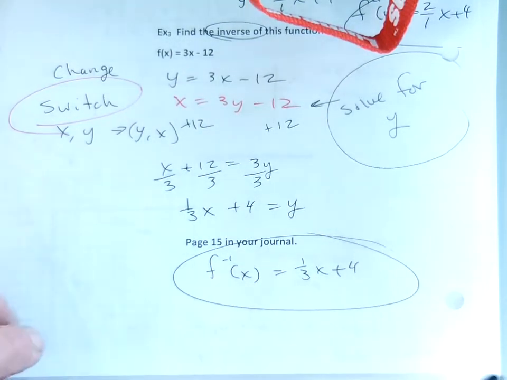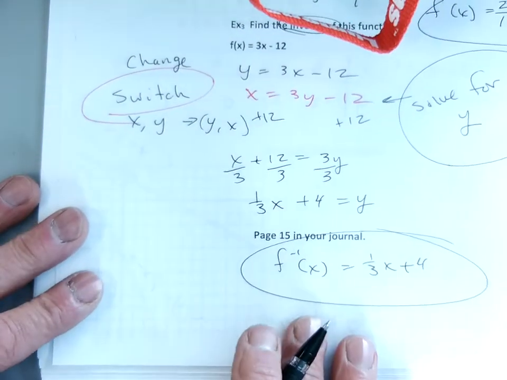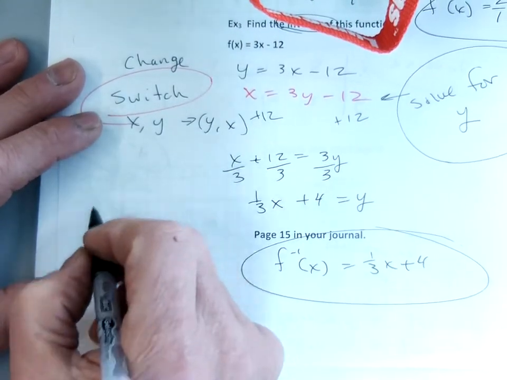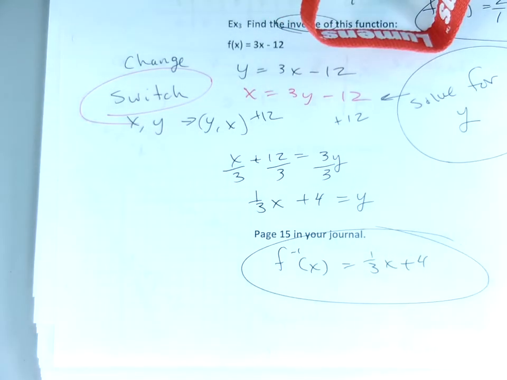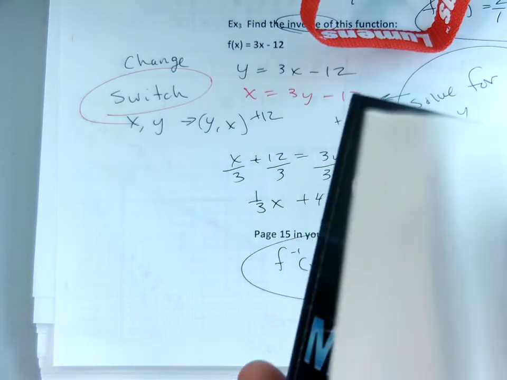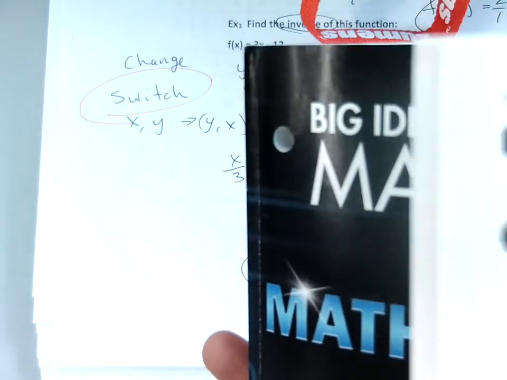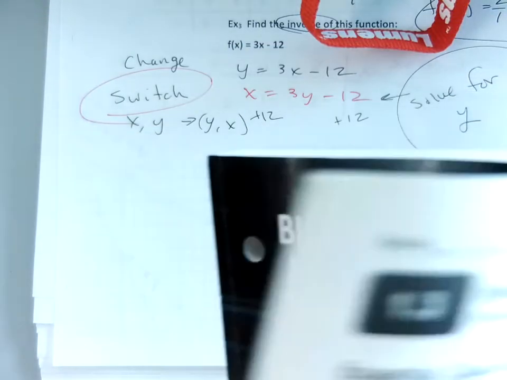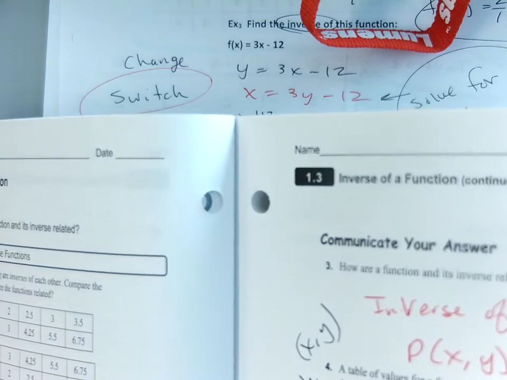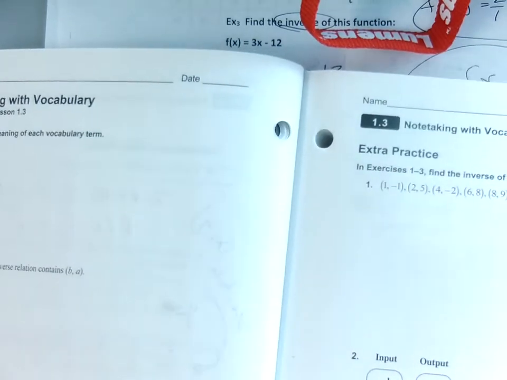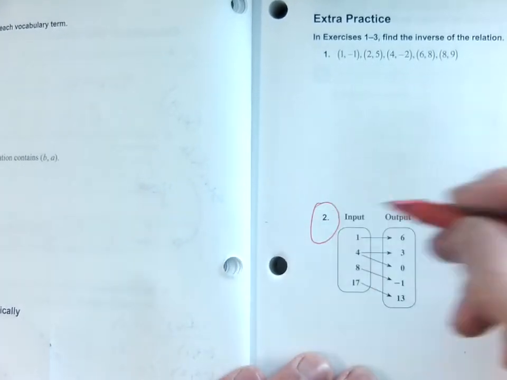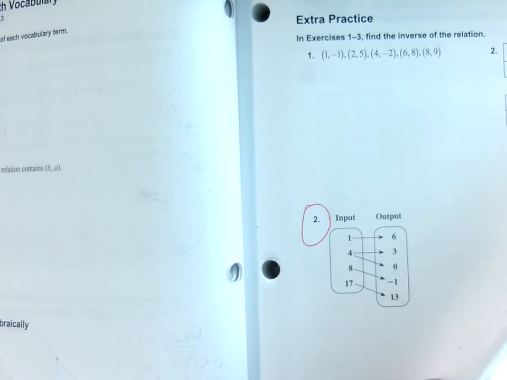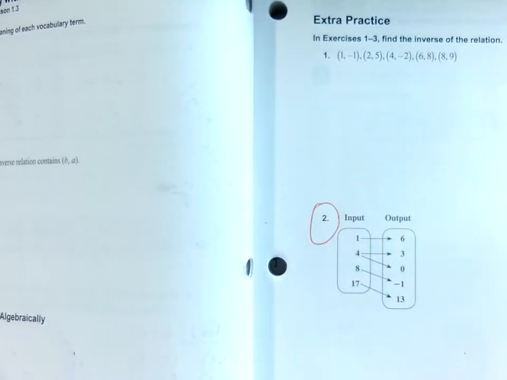Okay. Now, one last thing I want you to look at, okay? So if we go to our journal, okay, real quickly, I want to look at one last thing and I'll be done. Let's look at number 2 on page 15.